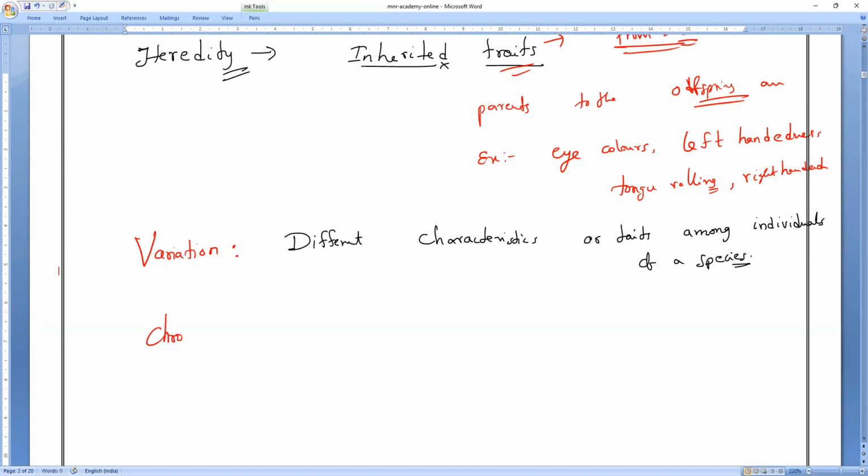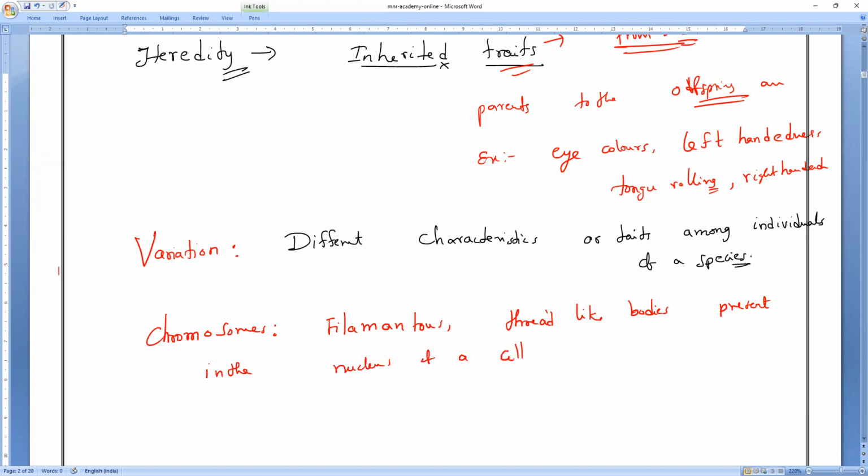Next is chromosomes. We all know chromosomes are present where? Inside the nucleus of the cell. They are thread-like structures. Write it: filamentous thread-like bodies. Where are they present, guys? In the nucleus of a cell. That is what we call chromosomes.